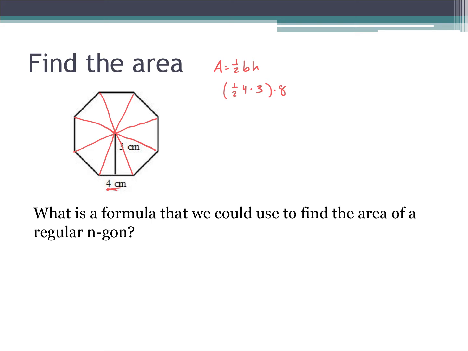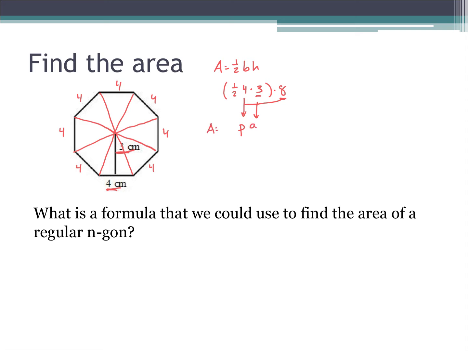Okay, but let's pause for a second and see what we've written down. This 8 is the number of sides. So I have this side is 4, this side is 4, this side is 4, 4, 4, 4, and 4. If I multiply 8 times 4, essentially what I've done is add up all the sides of the polygon, which is the perimeter of the figure. Okay? And then number 3, this 3 right here, that's the height of the triangle, but it is also the apothem of the polygon.